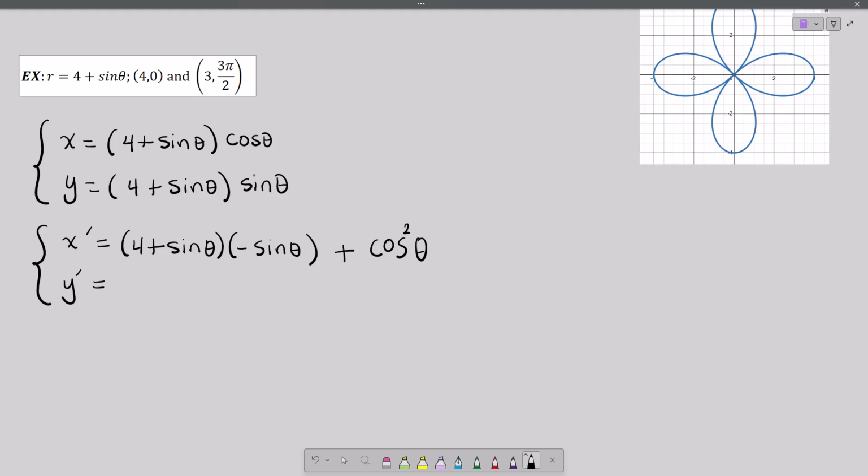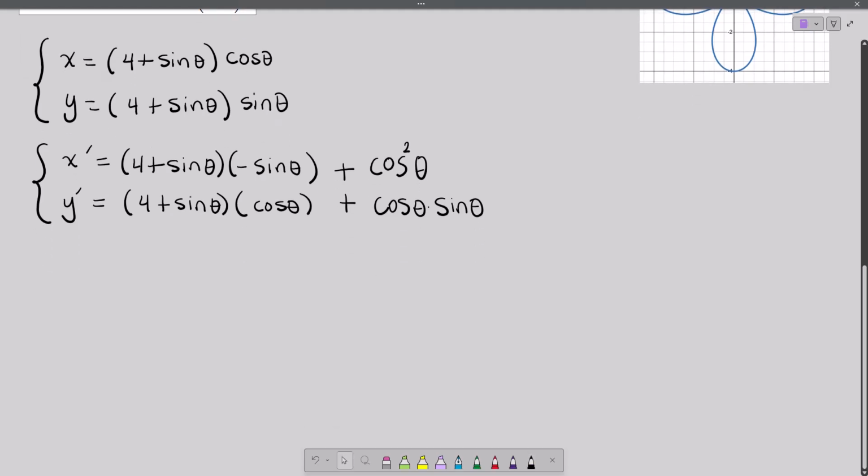And then we do the same thing for the y function. Take its derivative, we need the product rule. So we'll do first, derivative of second, plus the derivative of first, which is cosine, times the second. So there is our pair of derivatives.